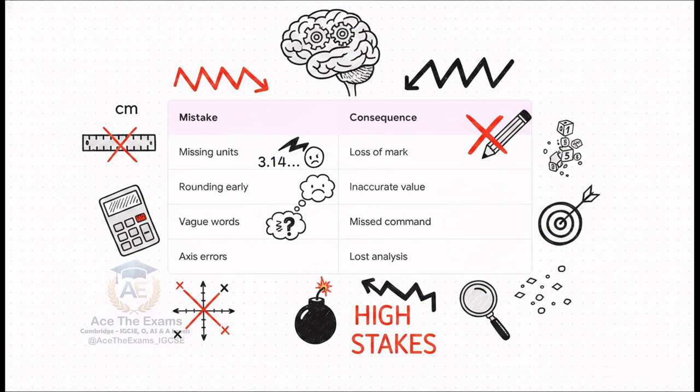Well, that gives you an inaccurate final value, which is then going to cascade through a multi-part question and absolutely destroy your score. What about vague explanations? That means you miss the command word fulfillment entirely. And graph axis errors mean you lose vital data analysis marks. You see how the stakes escalate so quickly if you aren't paying close attention to the mechanics of your answer?